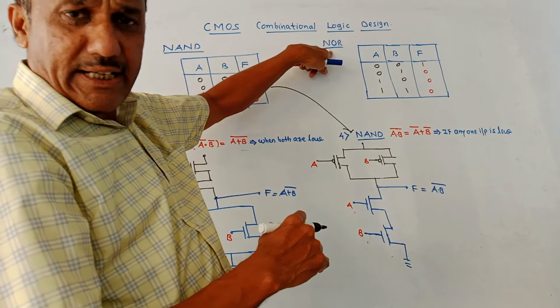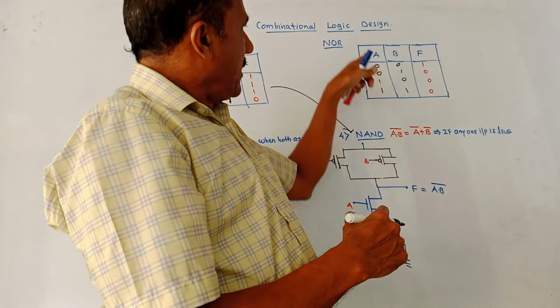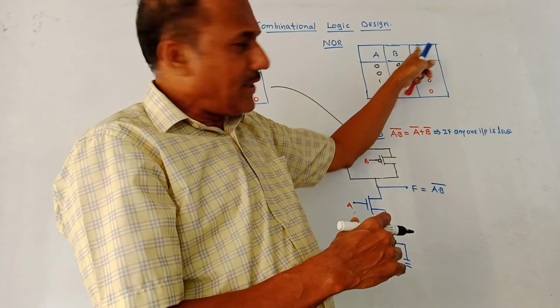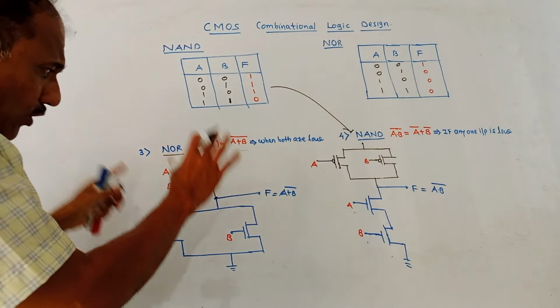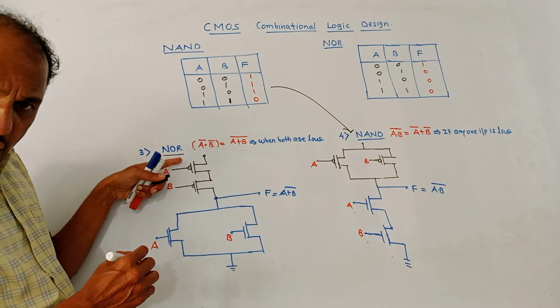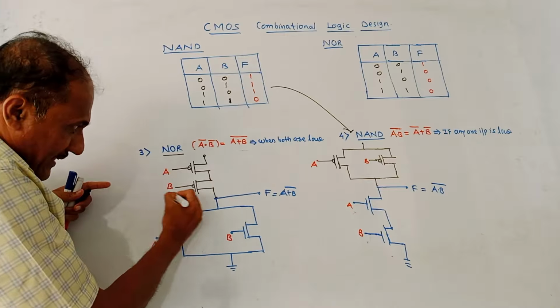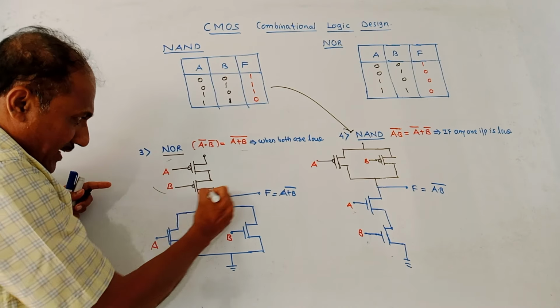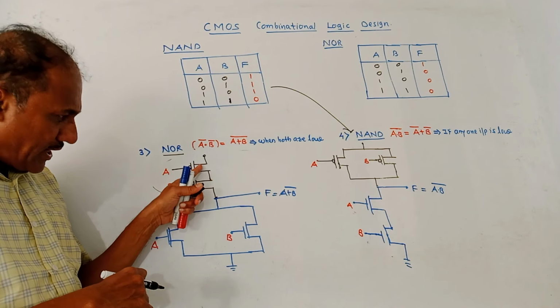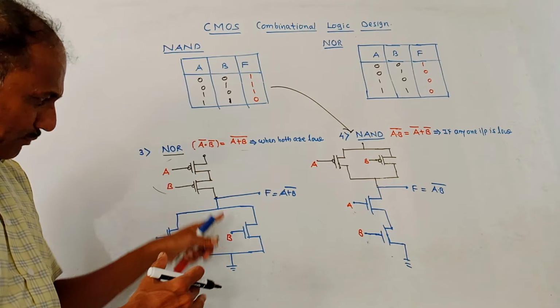Next, if you want to design NOR, then this is the truth table for the NOR. So as usual, A and B are inputs, F is the output. We already discussed that the NOR gate can be implemented by using two PMOS in series. This upper part we have already discussed. This is the PUN network, same technique. Here we are using P MOSFET, so instead of P, use N MOSFET for PDN.